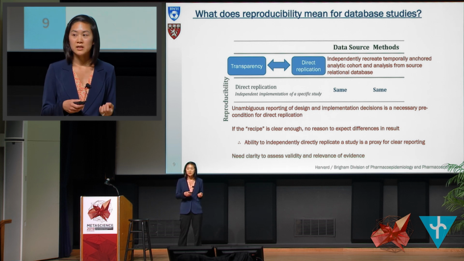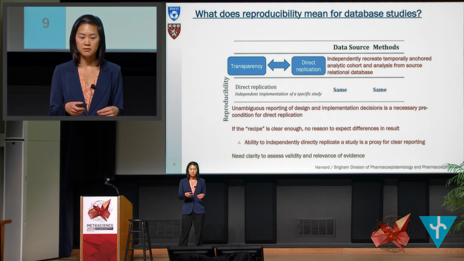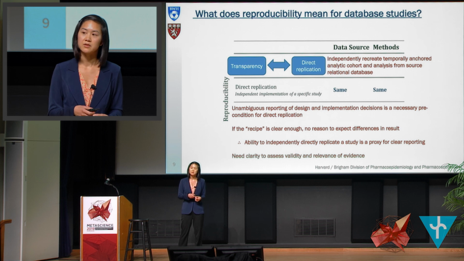So our ability to independently directly replicate is a proxy for clear communication about how the evidence was generated. And we need that clarity to assess validity.